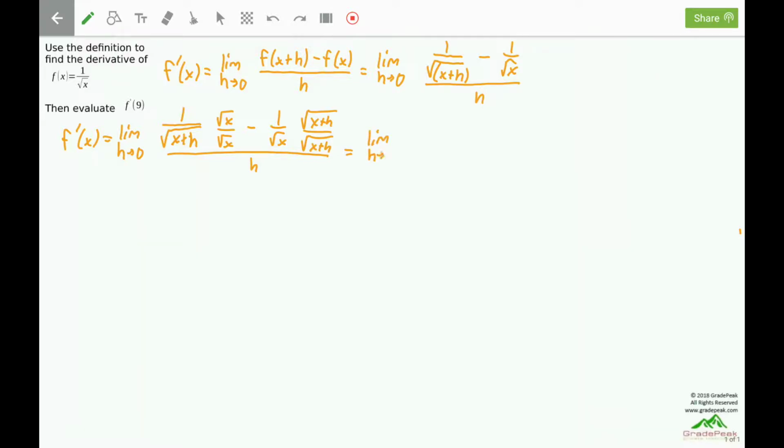So we have the limit as h goes to 0 of multiplying the first fractions in the numerator. 1 times root x is root x over root of x plus h times root of x. Since they're both under a root, they can go under the same root. They are multiplying each other. So root of x times x plus h minus 1 times the root of x plus h all over root x times root of x plus h, which can become a single root with the two multiplying each other.